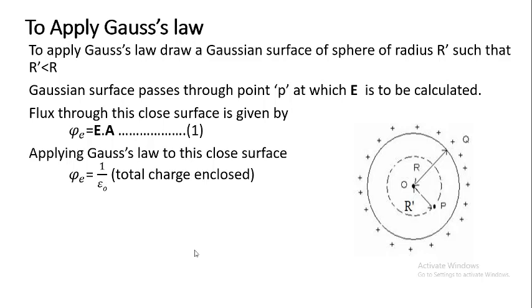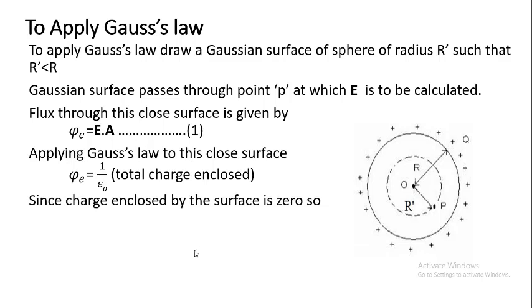So, applying Gauss's law to this closed surface, we have to see the total charge enclosed. As we can see in the diagram, the charge is on the outer surface of the sphere and the interior of the hollow sphere is charge free. No charge is present inside the hollow sphere. Since the charge enclosed by the surface is 0, phi will be 0, because we put total charge enclosed equal to 0. This makes the whole term equal to 0.